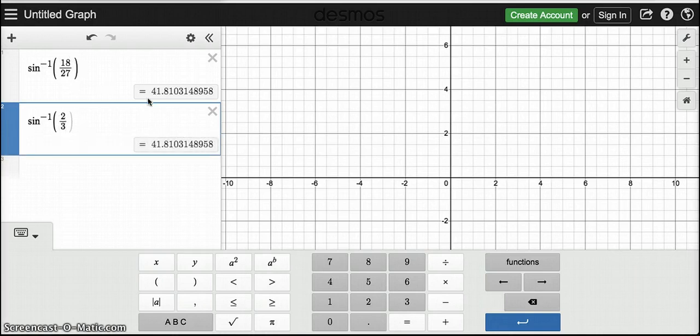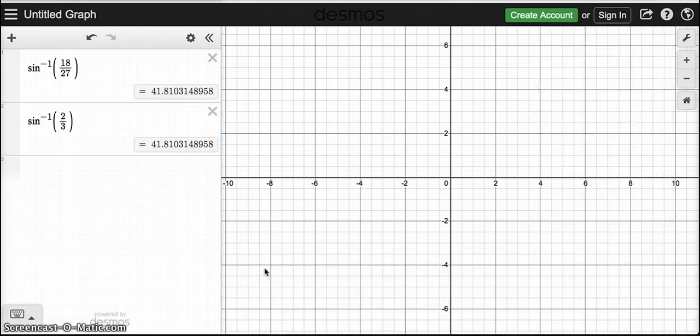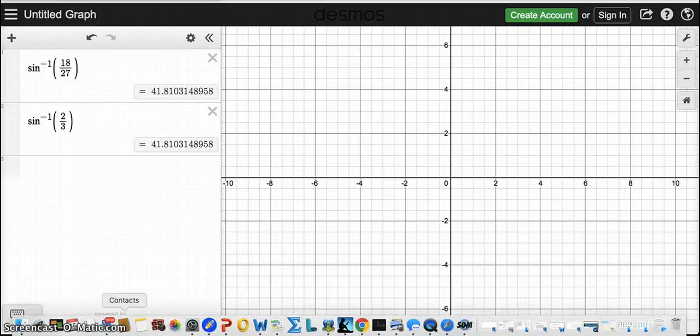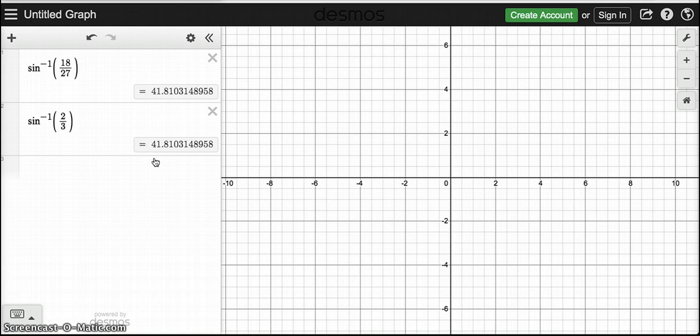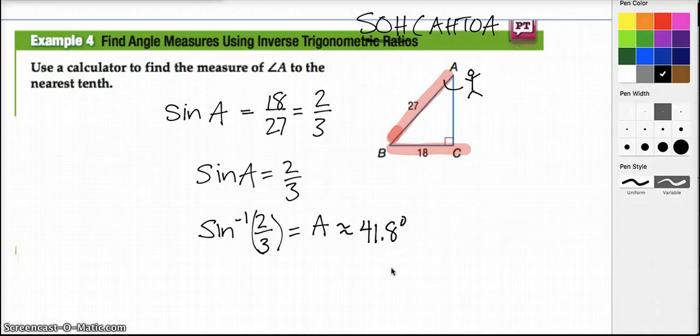18 over 27 yields an angle of 41.8 degrees. 2 over 3, that ratio, because it's the same ratio, leads to the same angle. And again, you need to make sure that you're in degrees when you're doing this. Sometimes you might get something that looks weird, and that might be because you're not in degrees. So keep in mind that that's important. So we got 41.8 degrees. Boom. There we go. Not too bad.